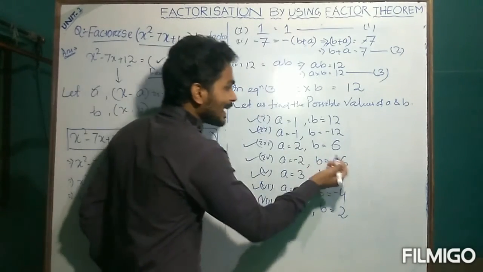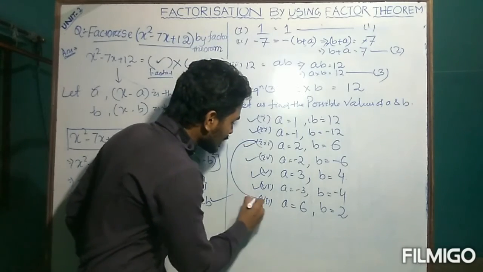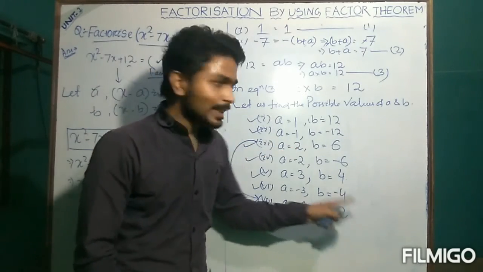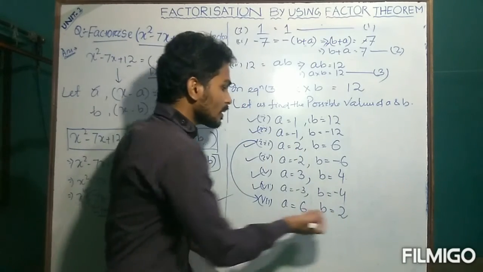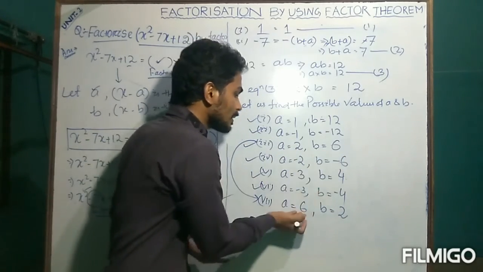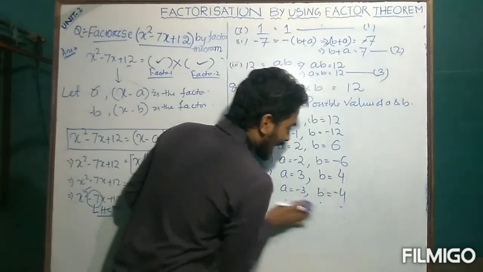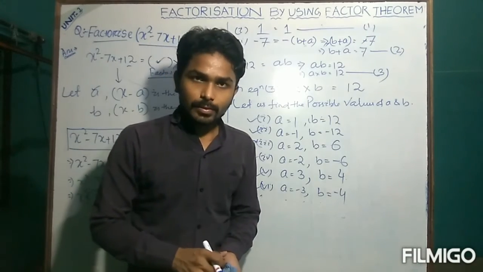But already we have taken B to be 6, A to be 2. These two are equal. Here A is equal to 2, here B is equal to 2. That means these are the values of zeros. Here the zero is 2, here the zero is 6, so there is no need to write it again. So there are totally 6 assumptions.